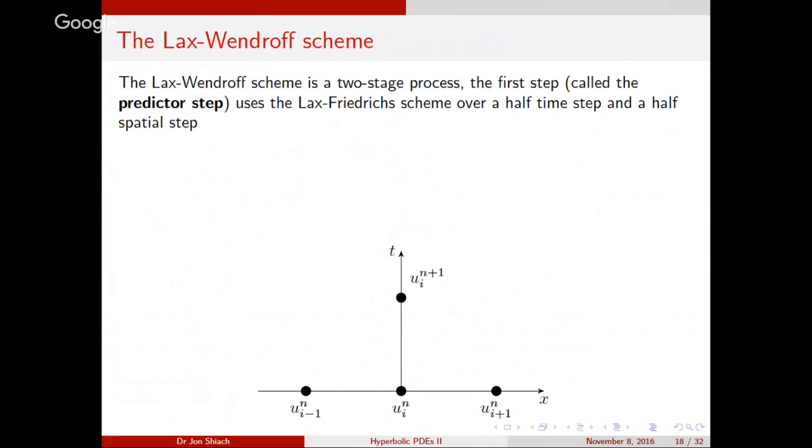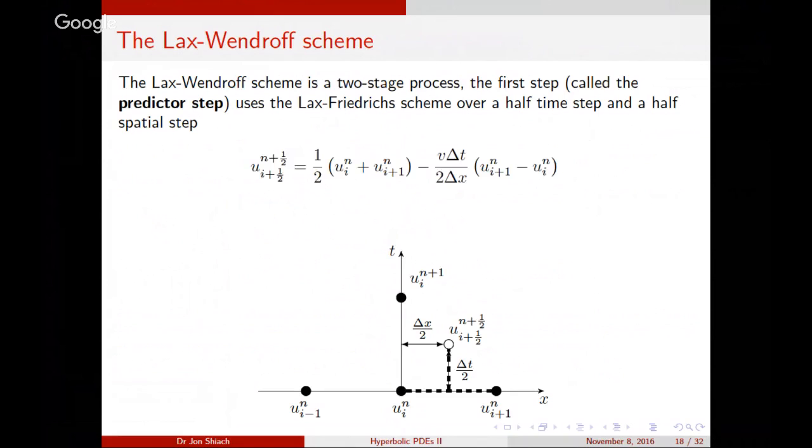Now, the Lax-Wendroff is what we call a 2-stage process. It's a predictor. You calculate a half step, and then you correct that half step to calculate the full step. So sometimes it's called a predictor-corrector. What we do is we're trying to calculate this one here, and for a half step, we're going to take this halfway point. It's what we call a staggered grid. So I've gone halfway up your time step and halfway along the spatial step. Okay. And I'm going to calculate that using Lax-Friedrichs.